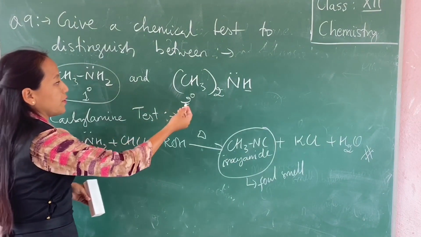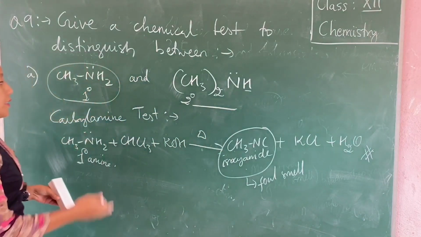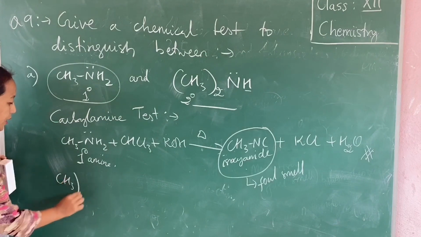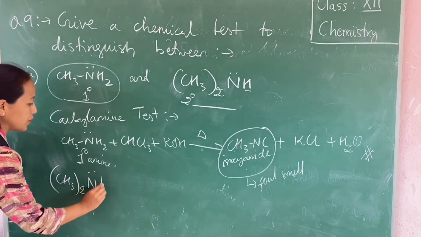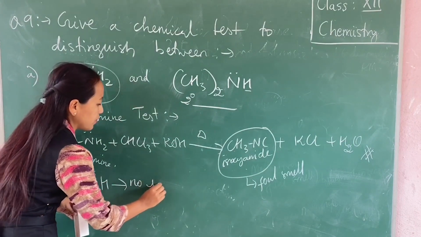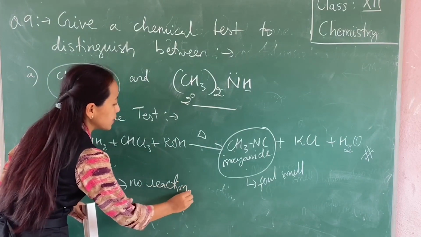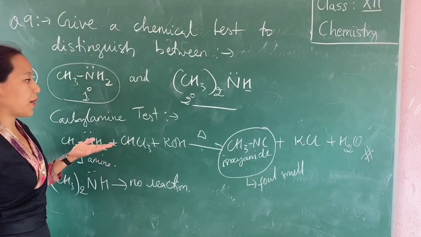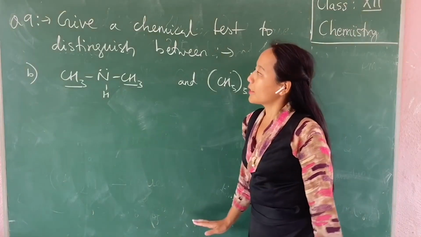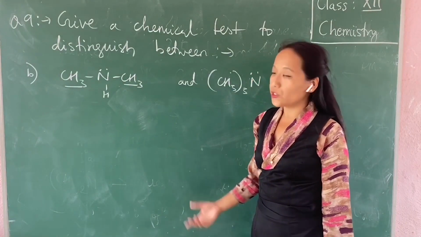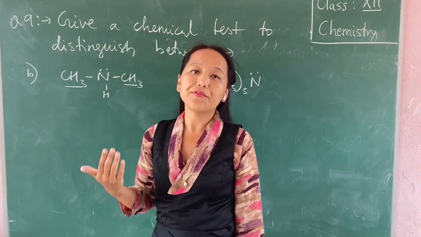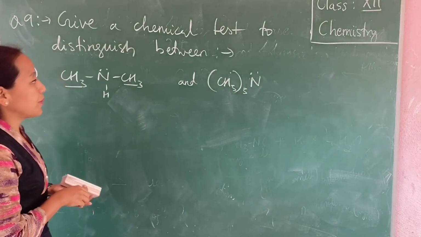Now, if you run this secondary amine with the same reagent or the same test, secondary amine, that is (CH3)2NH, which is a secondary amine, it will not show this reaction, no reaction. So this is how you are going to distinguish between primary and secondary amine using carbylamine test. Okay, then the next one is to distinguish between these two compounds. Again, the first thing is you need to identify whether it is primary, secondary or tertiary amines.